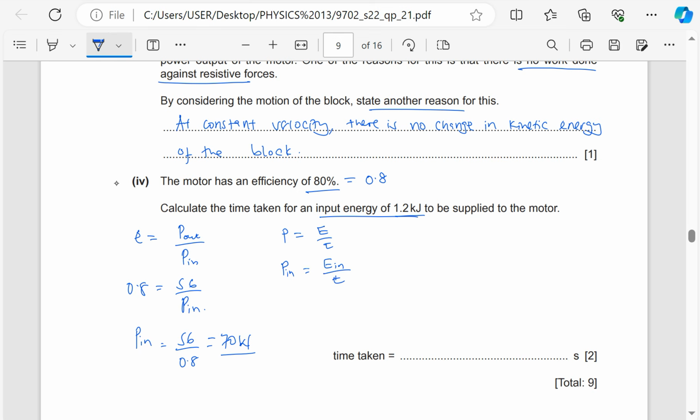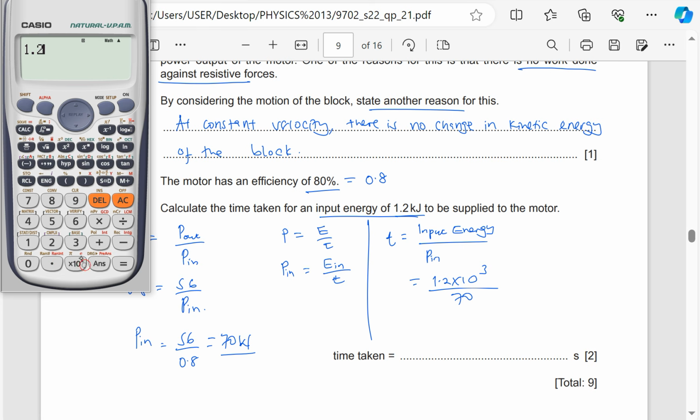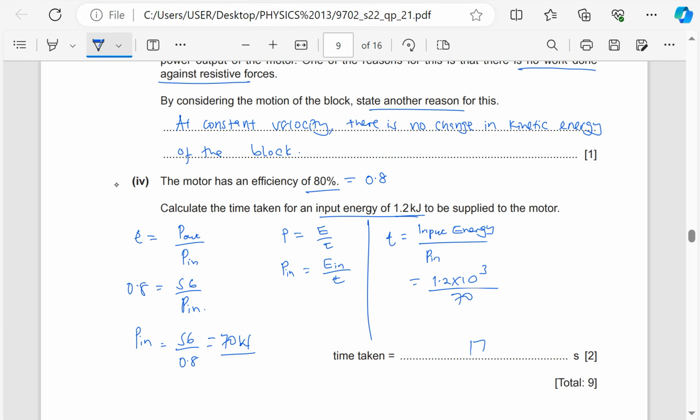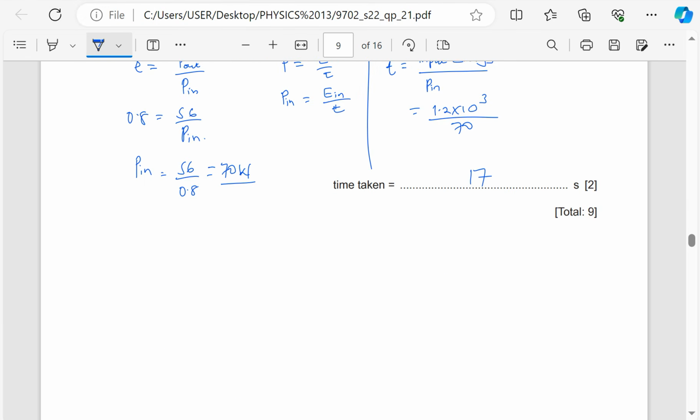by time. So it means I will say the time is going to be equal to the input energy divided by input power. So I just substitute. The input energy is 1.2 times 10 to the power of 3. And the power input, we have got it as 70 watts. So I'll just press my calculator. 1.2 exponent 3 divided by 70. So this is approximately 17 seconds.